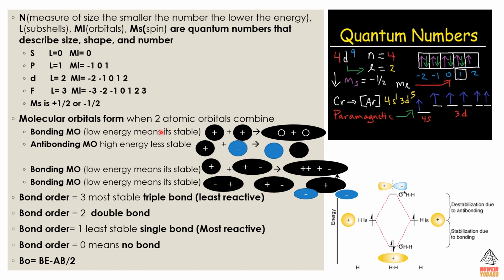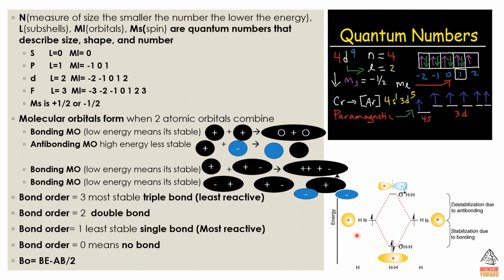Next you have the molecular orbital. It's when 2 atomic orbitals combine. So basically this is the structure for it. Let's take hydrogen again. Let's say you're bringing a hydrogen and a hydrogen together, and then you have 2 parts: the antibonding and the bonding.